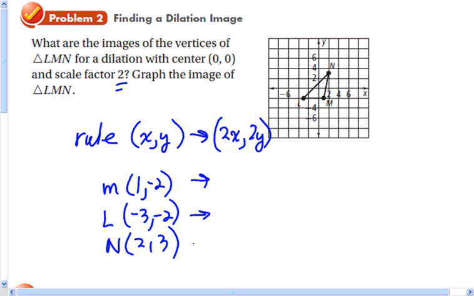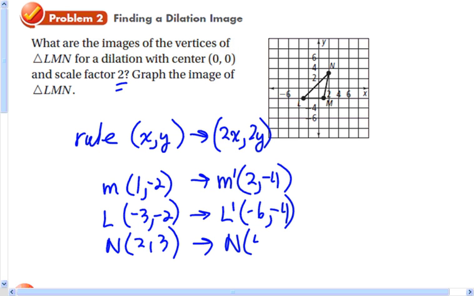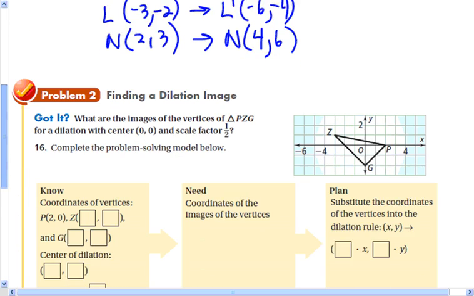The image of those, we can just apply the rule. So we get the image of M is 2 times 1, which is 2, and negative 2 times 2 is negative 4. The image of L, we're going to double both of those, so we get negative 6, negative 4. And the image of N, we double both of those, and we get 4, 6. And then we can just graph those. 2, negative 4, that's the image of M. Then we have negative 6, negative 4, that's the image of L. And we have 4, 6, that's the image of N. So we can just connect those, and we're done. I'll let you try that.